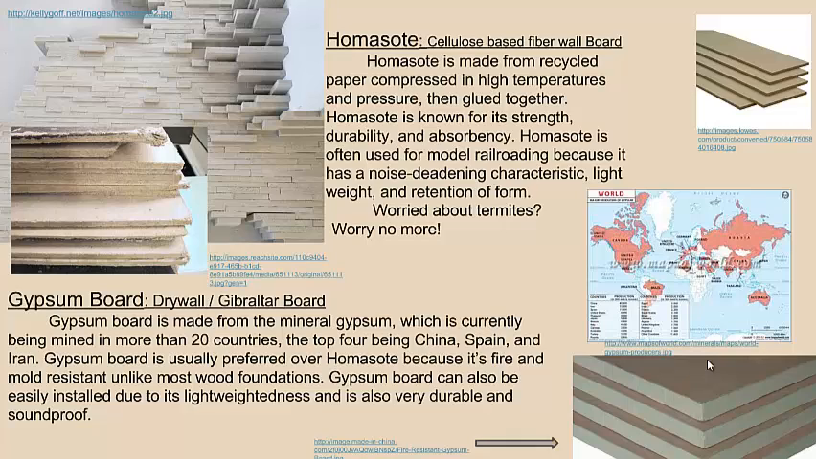The next is gypsum board, also known as drywall or Gibraltar board. Gypsum board is made from the mineral gypsum, which is currently being mined in more than 20 countries, the top 3 being China, Spain, and Iran. Gypsum board is usually preferred over Homasote because it's fire and mold resistant, unlike most wood foundations. Gypsum board can also be easily installed due to its lightweight and is also very durable.